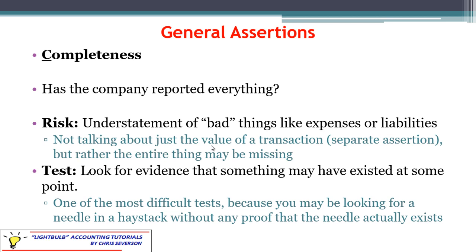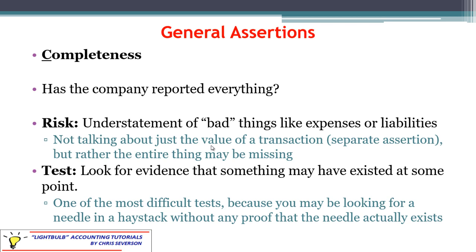We're just talking about, did they report the entire thing? If there's an expense out there, did they completely forget to report it? If there's a debt out there that they owe, did they forget to report that, intentionally or unintentionally? This is actually one of the most difficult tests, because we're trying to find proof that something may have existed at some point, even though there's nothing really leading us to that.